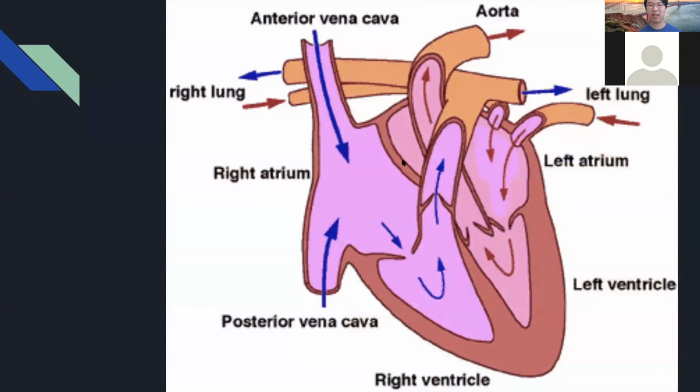So this is just another schematic to see it again. You have the blood coming in to the right atrium, pumped to the right ventricle and then to the lungs, and then it comes back into the left atrium, pumped through the left ventricle to the rest of the body.